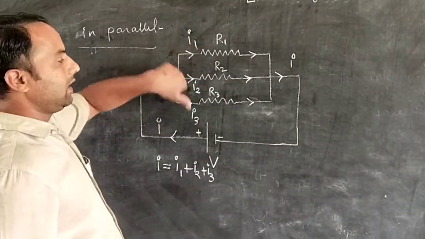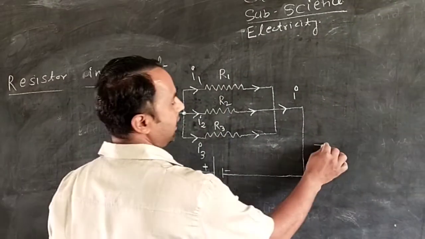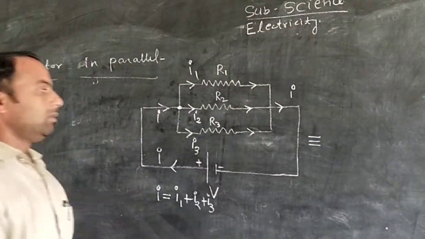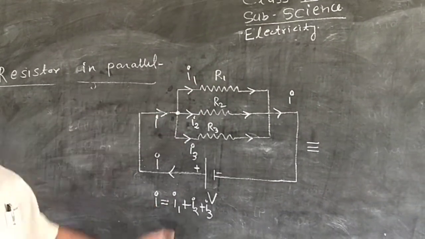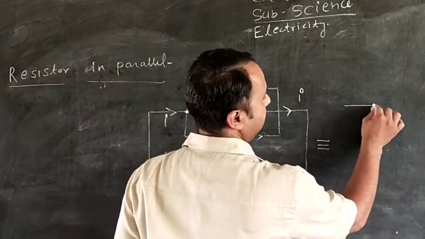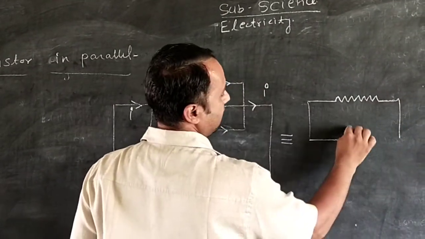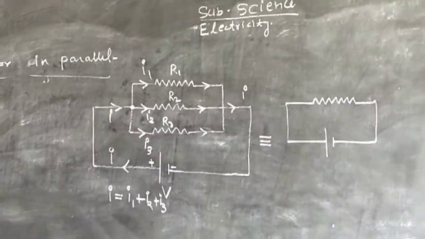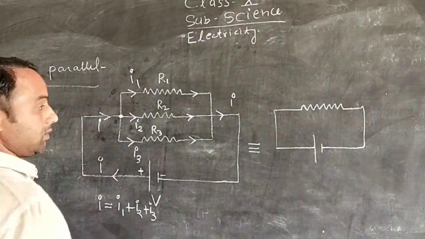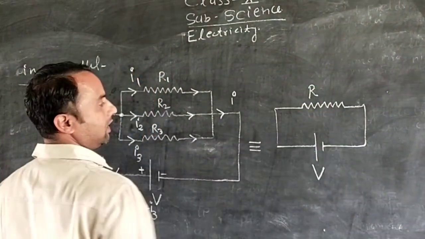And we are interested in replacing this circuit by another circuit. It means we remove all three resistors, and a single resistor is used, as if V is applied across only a single resistor. The same battery source, the same DC supply. This DC supply is the source V, and this is the resistance R.